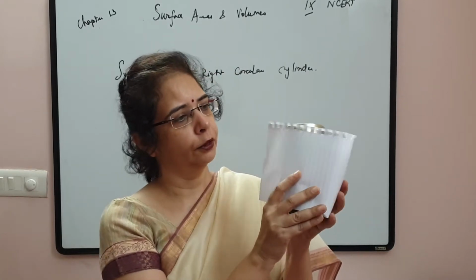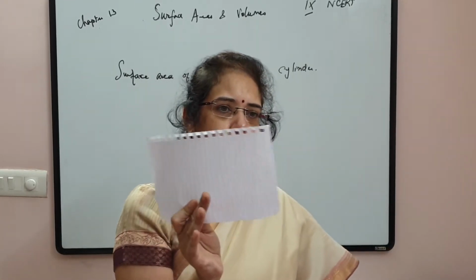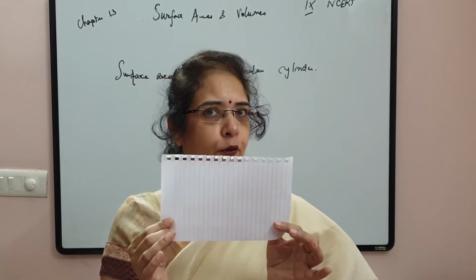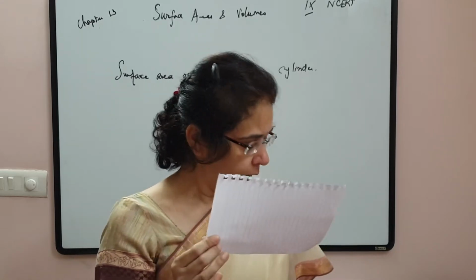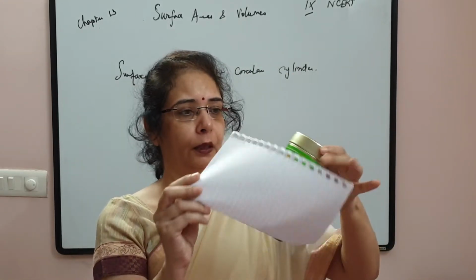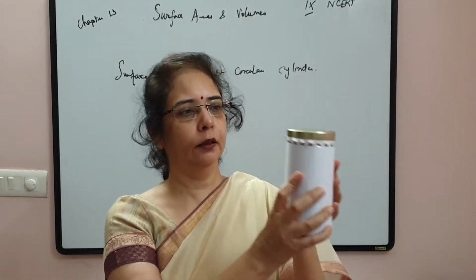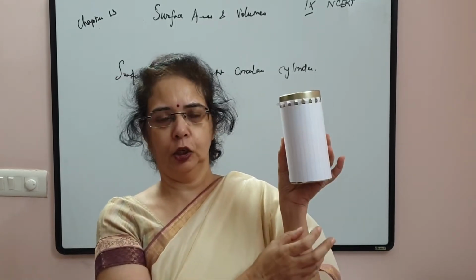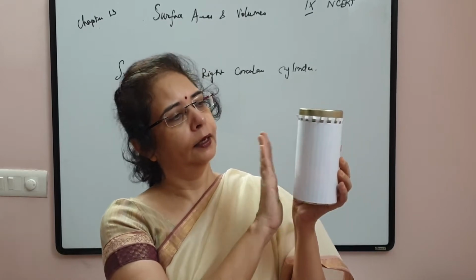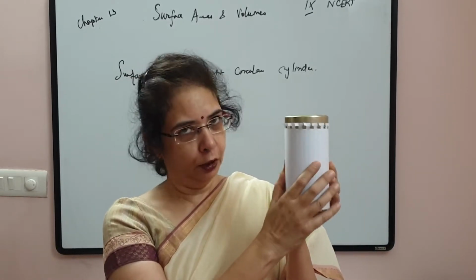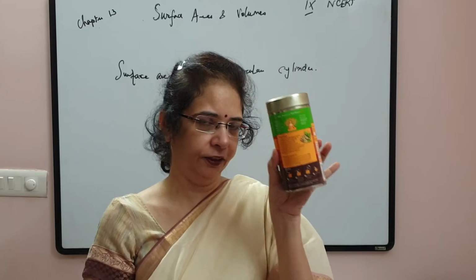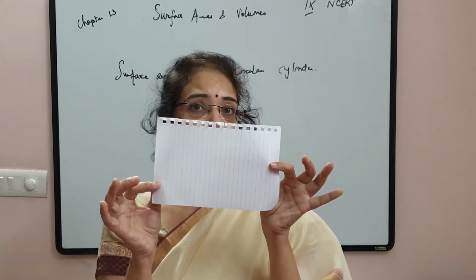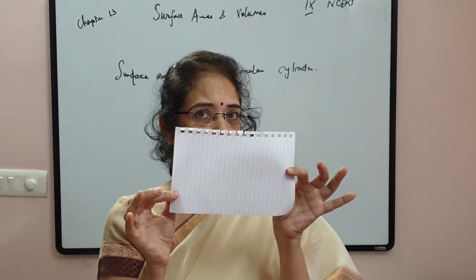Now you open this page. If you open this page, you get the surface area of the curved surface of the cylinder. You have placed this page on this, and if this page is exactly covering the curved area, then the area of this page will be the area of this curved surface. Now, how do you calculate the area of this page? What is the area of this page?